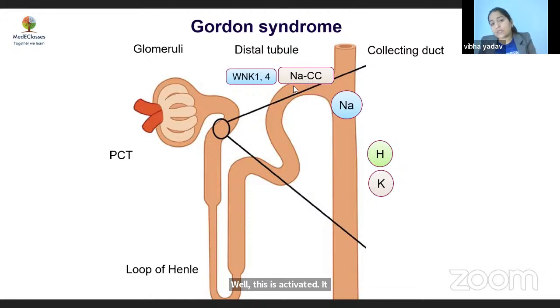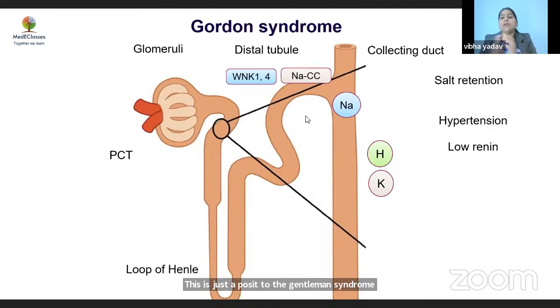So along with the sodium, more water is absorbed, which causes hypertension, and the renin is decreased. When the renin is decreased, the potassium already increases. So it causes hyperkalemia. So Gordon syndrome is a condition which causes hyperkalemia with metabolic acidosis and hypertension. This is just opposite to Gitelman syndrome.